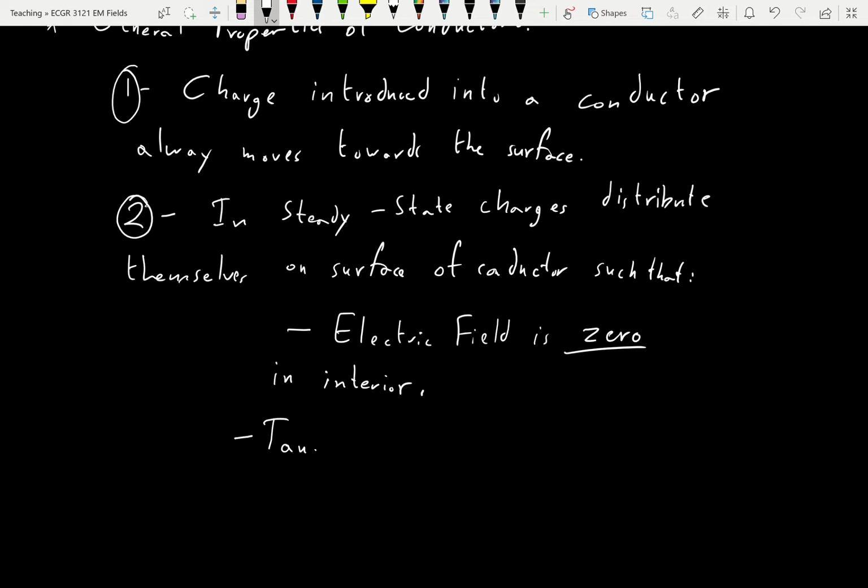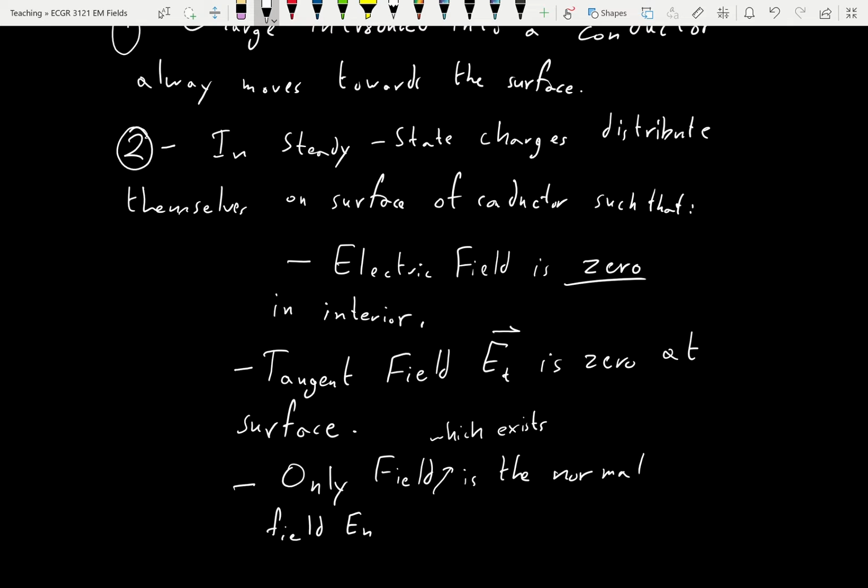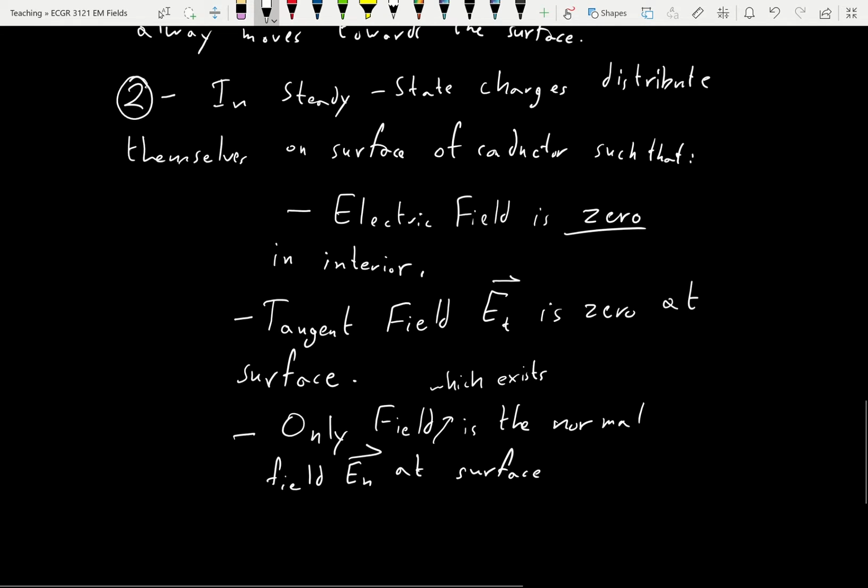The second thing that happens is that the tangential field, E_t, is 0 at the surface. And the third thing is that the only field which exists is the normal field, E_n, at the surface. So let me describe those three properties a bit in detail.